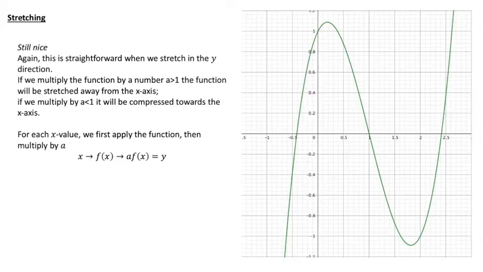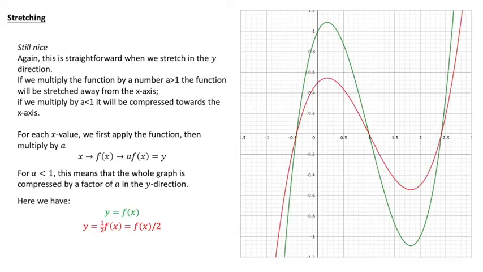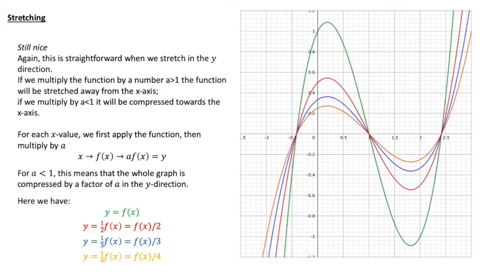And if we have a less than 1, this means the whole graph is compressed by a factor of a in the y direction. So we start off with y equals f of x, and if we have y equals a half f of x, that means f of x divided by 2, so all the points are half the height and half the depth for that matter, because we're interested in the relationship with the x-axis, or the y equals 0 line. And same with a third, it's a third as high, and a quarter similarly. So that's compressing the whole function towards the y equals 0 line.